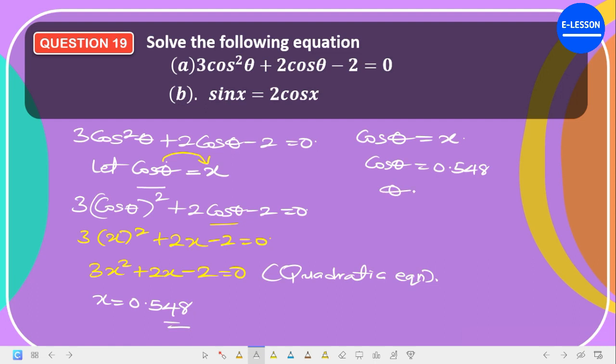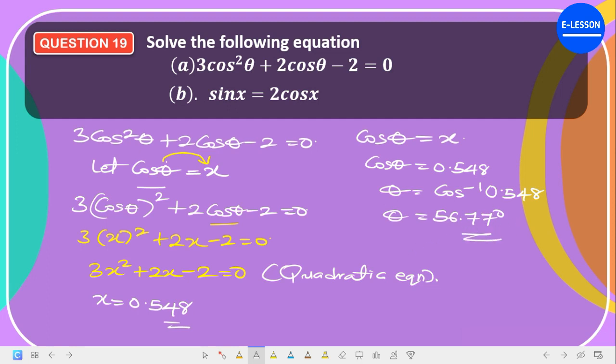0.548. What will now be theta? Theta will be the cos inverse. To get theta, it will be the cos inverse of 0.548. So we press shift cos 0.548, and that will give us 56.77 degrees. So that is our theta.